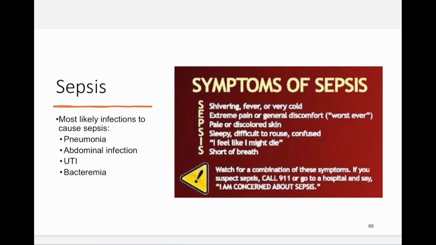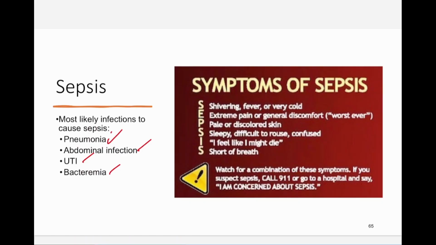So the most likely infections to cause sepsis are pneumonia, an abdominal infection, UTI, and bacteremia. Those are the 4 most likely ones to cause sepsis. UTIs, you've got to be very careful, especially in the elderly. They come in with altered mental status. They think they're having a stroke. It's just a UTI. But you just treat them from there.